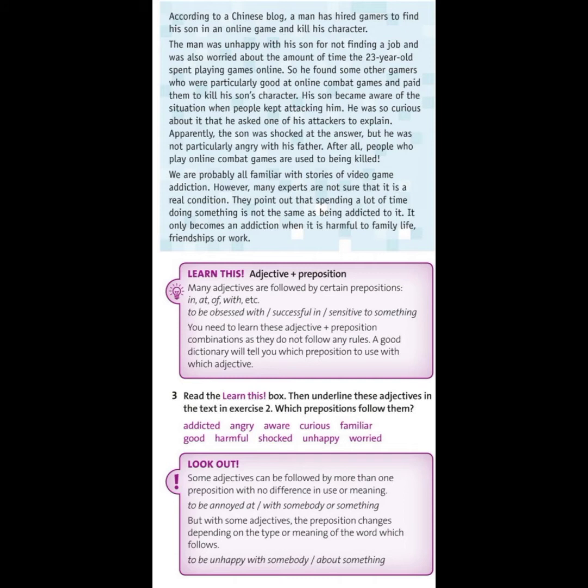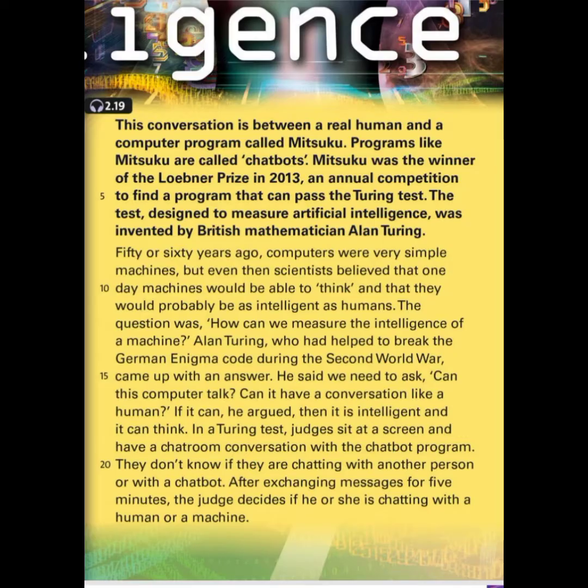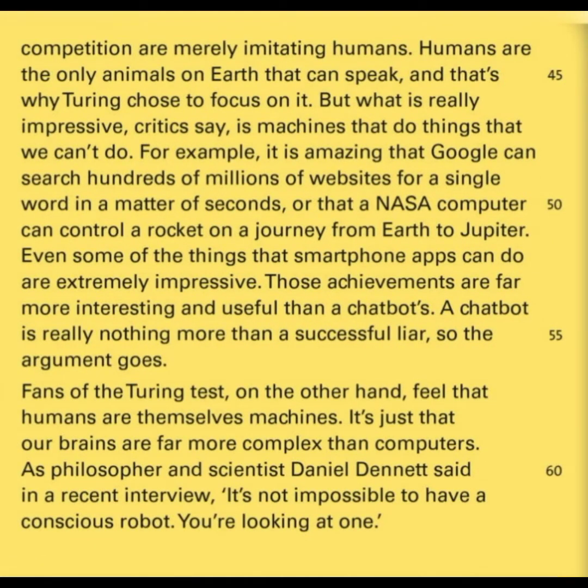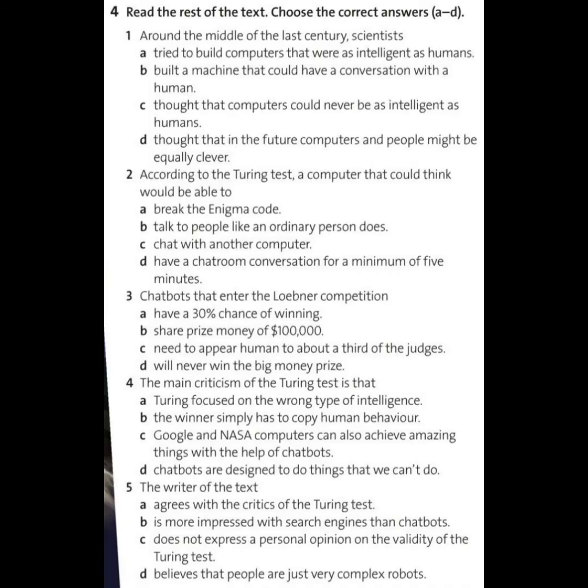We have written text, you have to read it, and also we have two boxes. They are "Learn this" and "Look out". Also read it. Here we have the text, you have also read it. Here, in exercise 4, we have some questions. According to the text, you have to choose the correct answer.